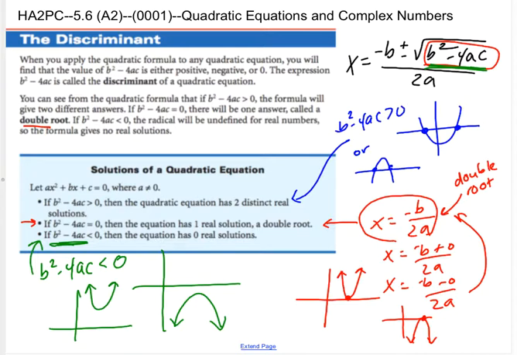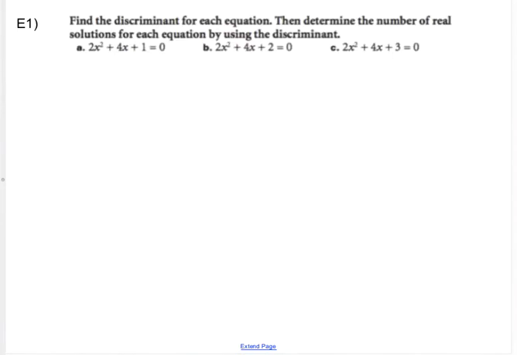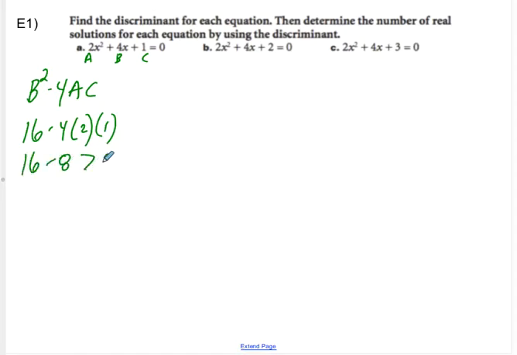So let's go ahead and walk through how this is going to work. We're going to find the discriminant of each equation and determine the number of real solutions. We're not asked to find those real solutions, just determine the number. So in example 1a, this is my a, b, and c. Remember, I'm just finding b squared minus 4ac. So b squared minus 4ac is going to be 16 minus 4 times 2 times 1, right, which is 16 minus 8, which is greater than 0.